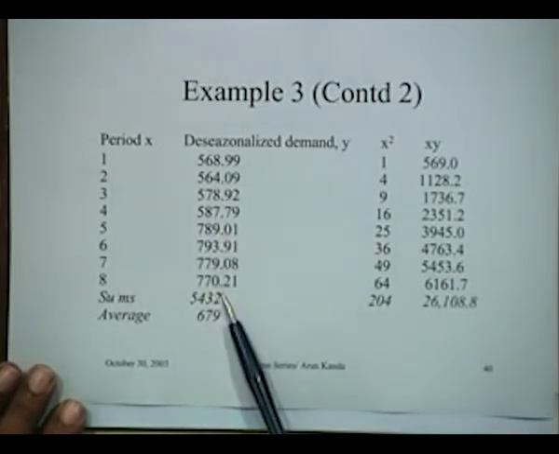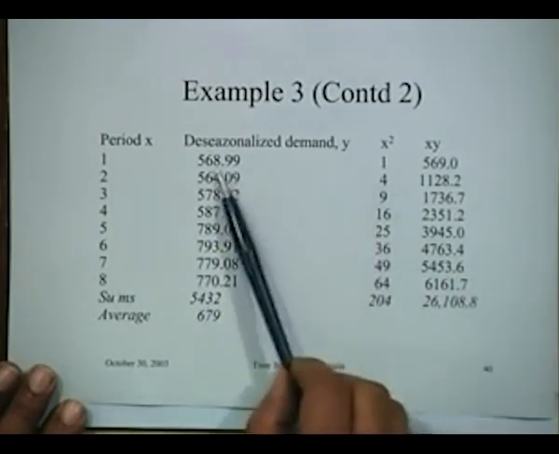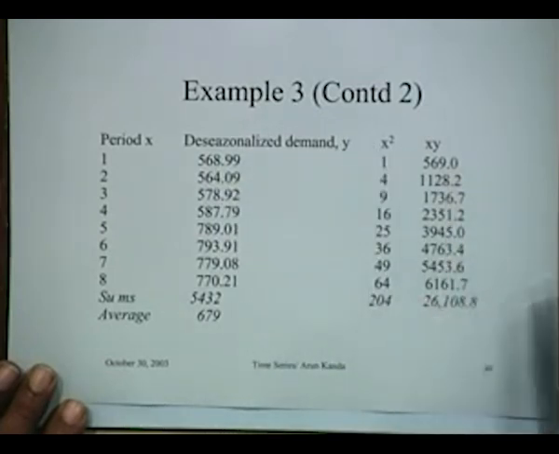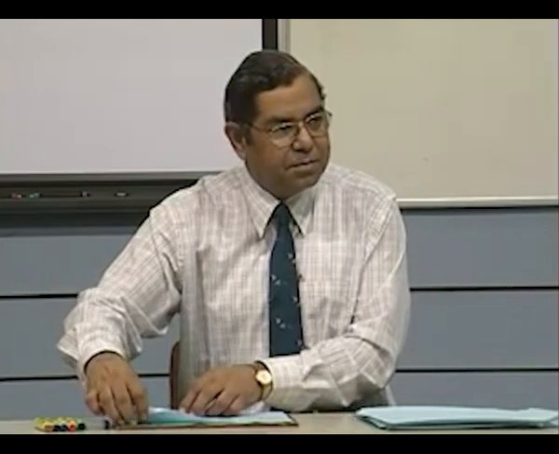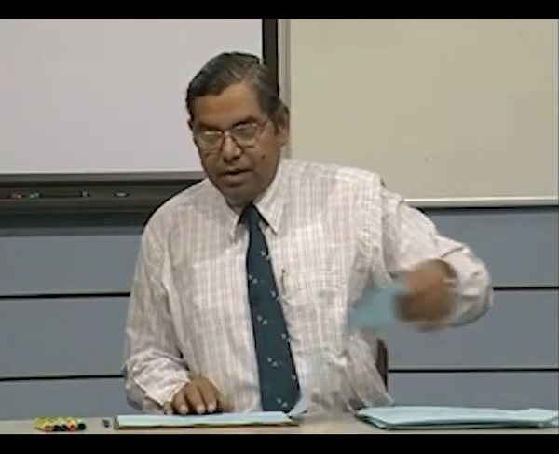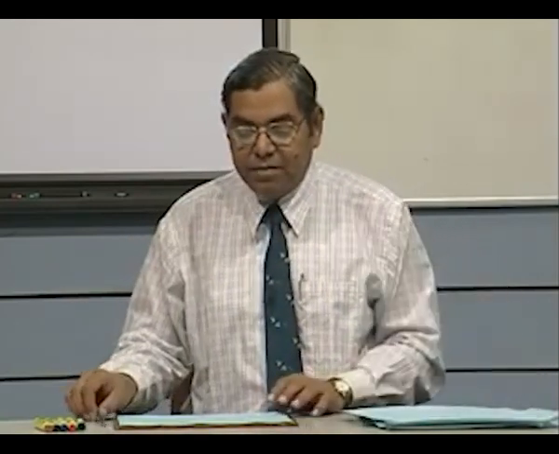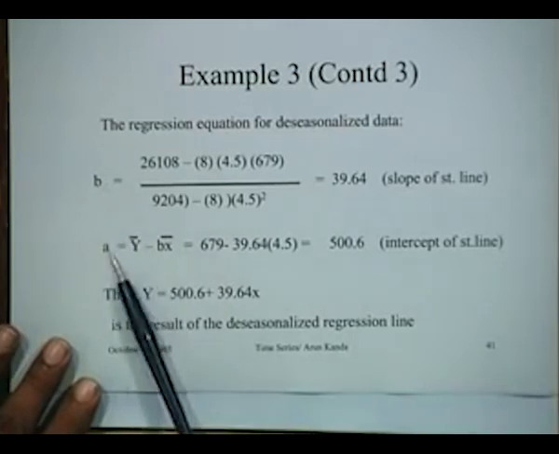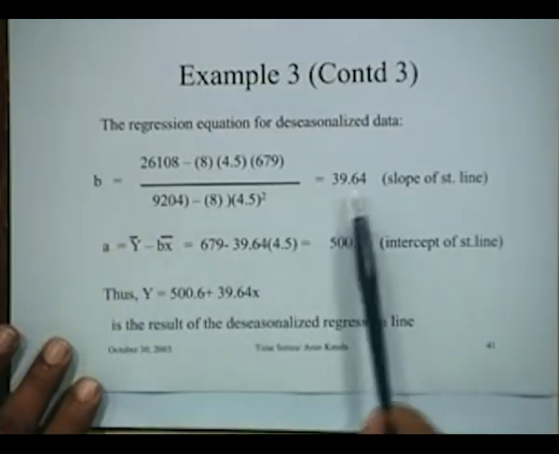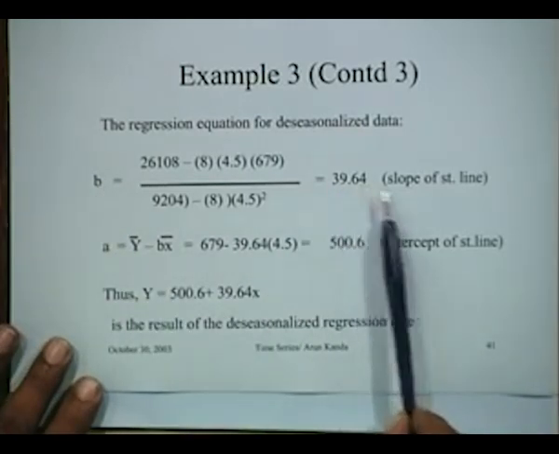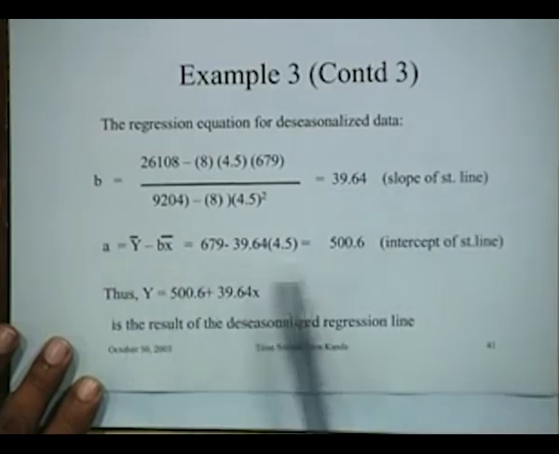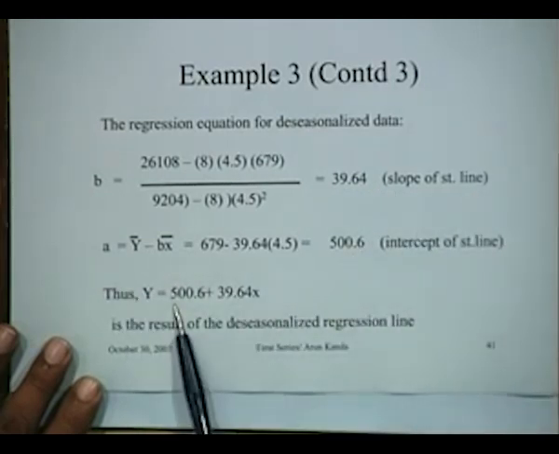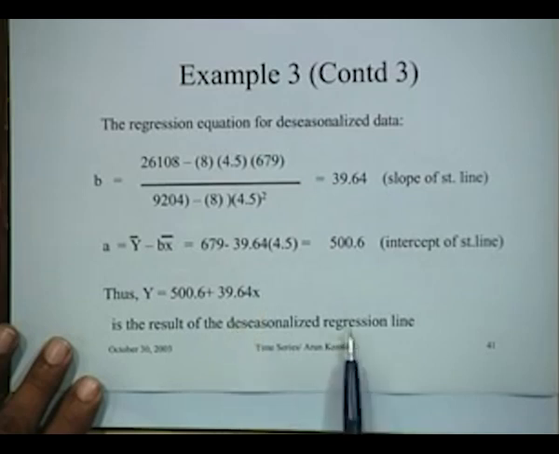This is the deseasonalized demand, sums, averages, y, this is the y, this is x square, xy, and so on, and you follow the routine procedure of fitting a straight line, and ultimately for this straight line you get the two coefficients a and b. The values are: b is 39.64, which is the slope of the straight line, a is 500.6. So this is the equation of the deseasonalized regression line, 500.6 plus 39.64x. That's what you will do.